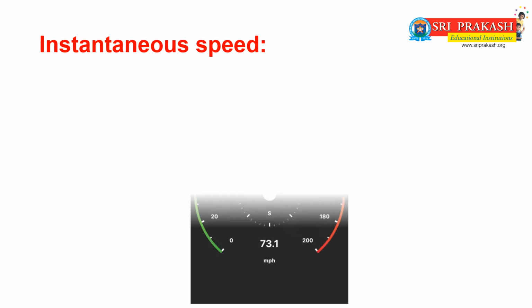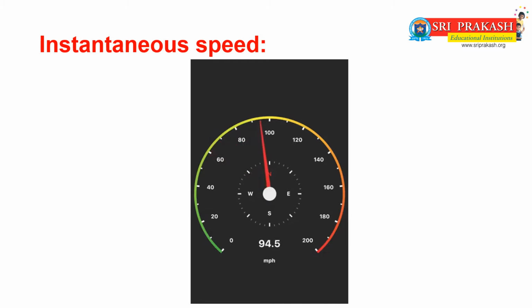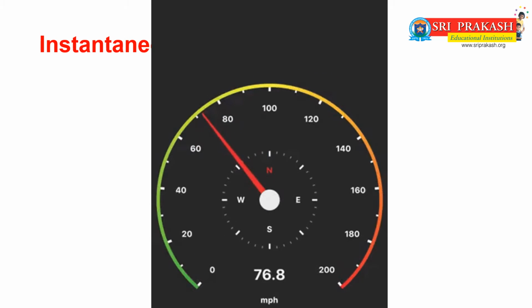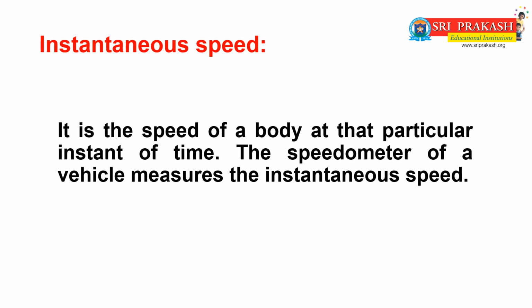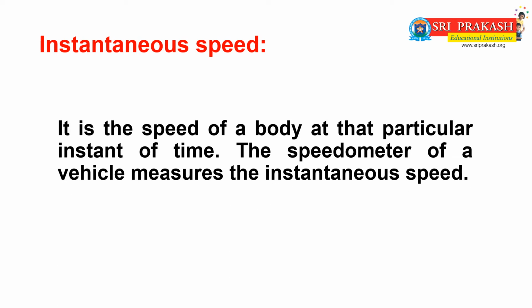Instantaneous speed. This is a speedometer of a vehicle which shows the speed at that particular instant of time. According to the definition of instantaneous speed, it is the speed of a body at that particular instant of time. The speedometer of a vehicle measures the instantaneous speed.